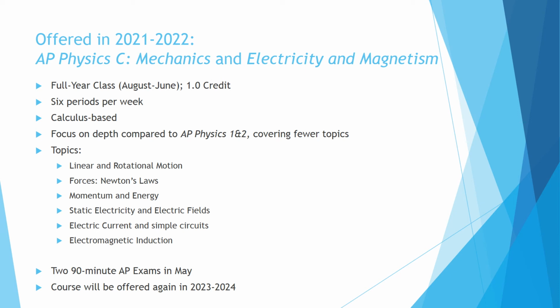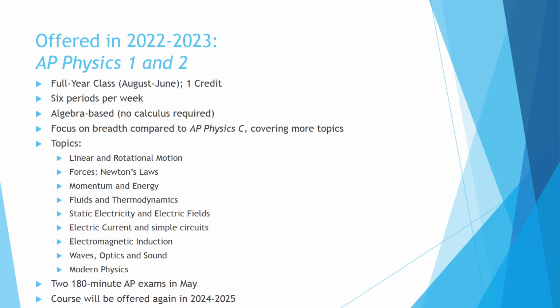And more about that, if you have questions, email me. There are two 90-minute exams in May, one for AP Physics C Mechanics and one for AP Physics C E&M. Most of our students sign up for both, but you have the choice, of course, of taking just one of those, or neither, I guess, but that's not a great idea. Anyway, the course is offered this coming year and then again in 2023. So the year after that, for many of your students, this will be their senior year.